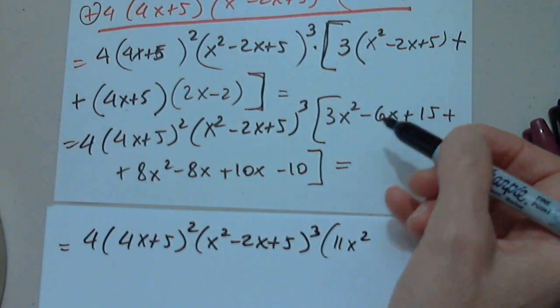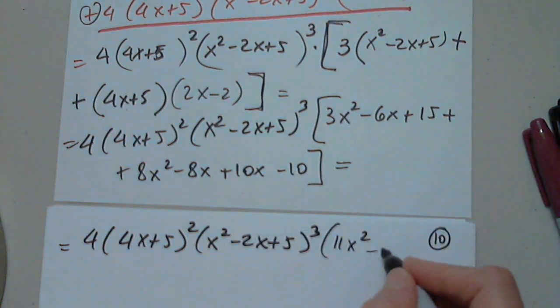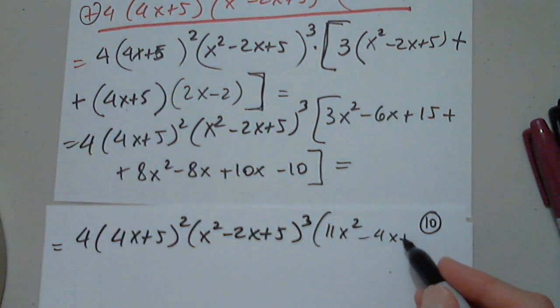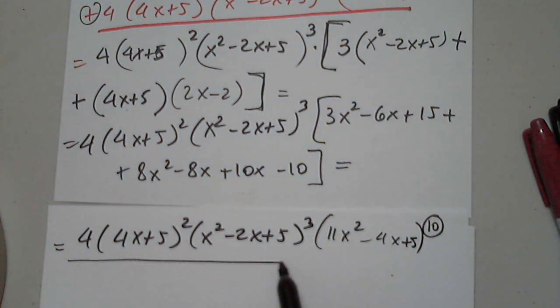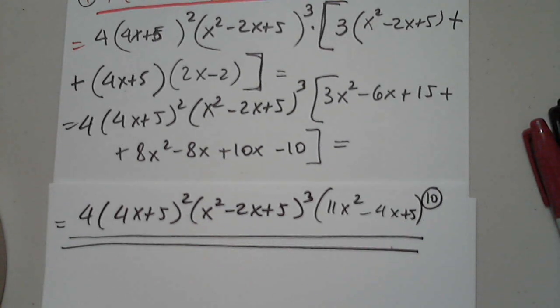I have a negative 6x with a negative 8x, which is negative 14, plus 10 minus 4x. And the 15 with minus 10 is plus 5. And this is absolutely done. Fully simplified. No one can further simplify this.